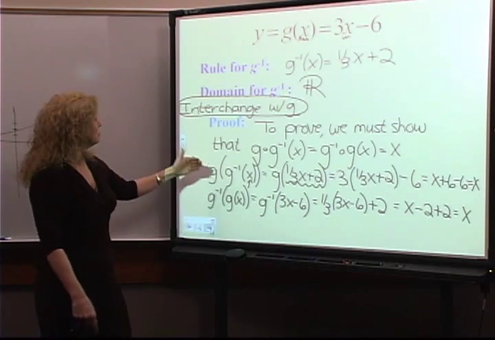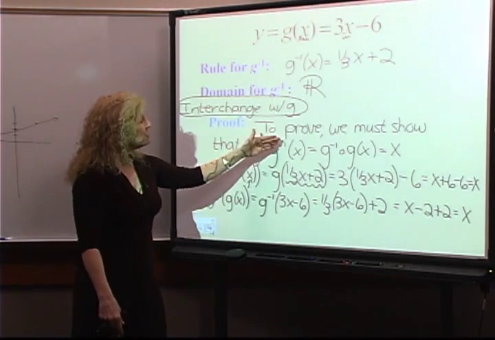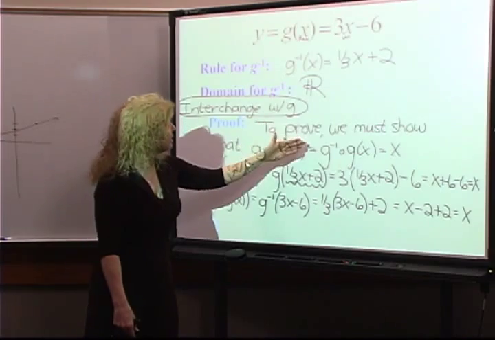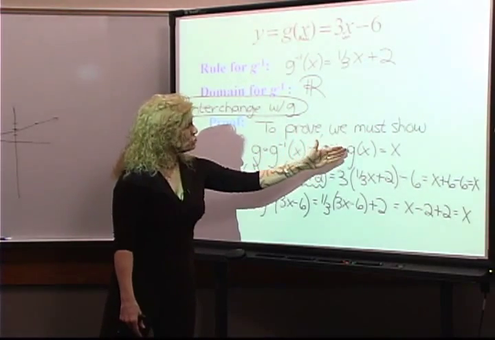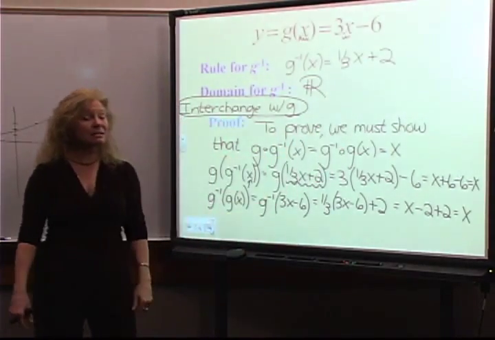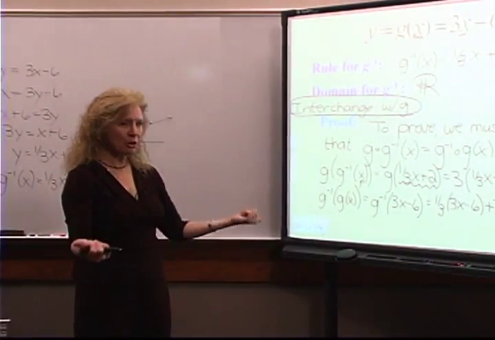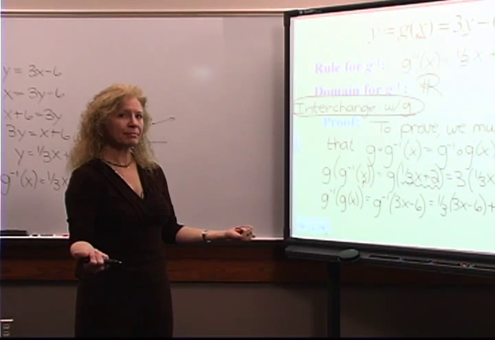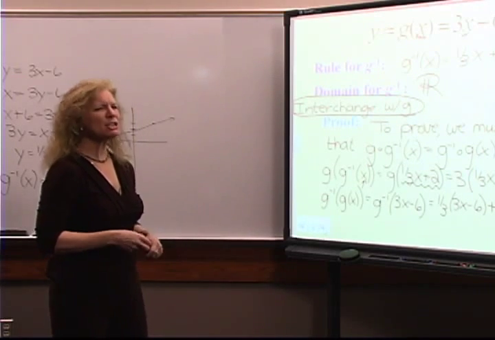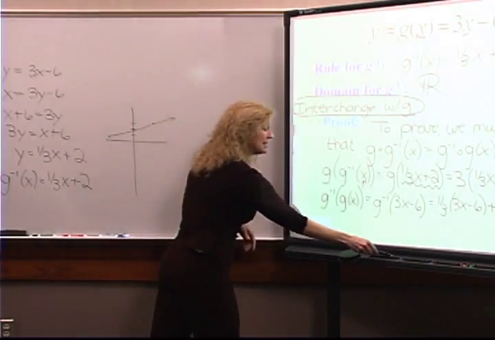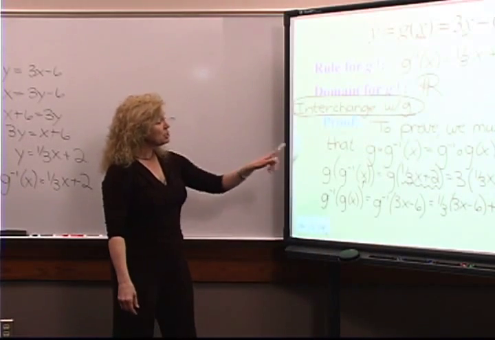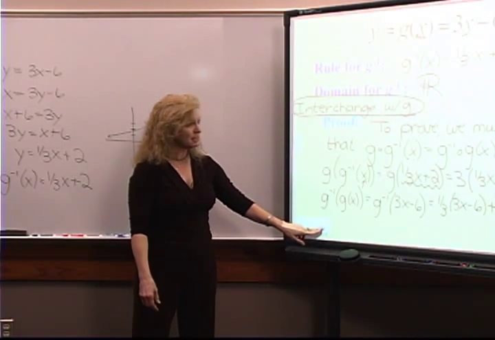And so you should take a moment and write a nice concluding statement. Therefore, g composed with g inverse of x is the very same as g inverse composed with g of x, which is equal to x, and thus I know they're inverses. It takes just a few minutes to run through the process, and it's good practice for you to do some work with your composite functions.